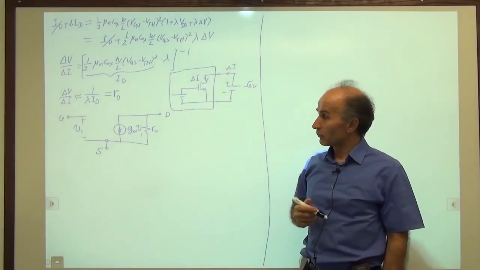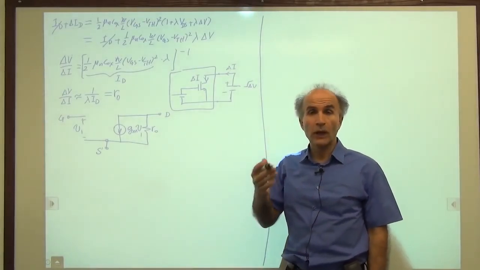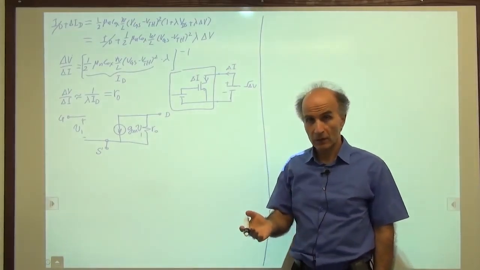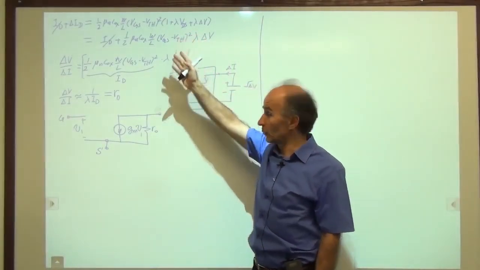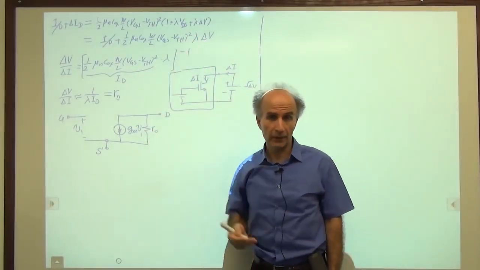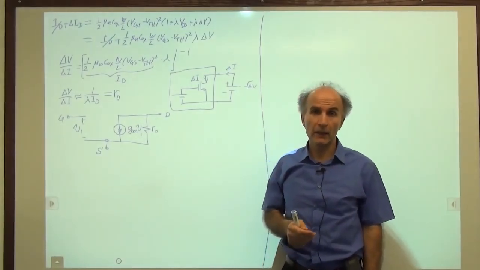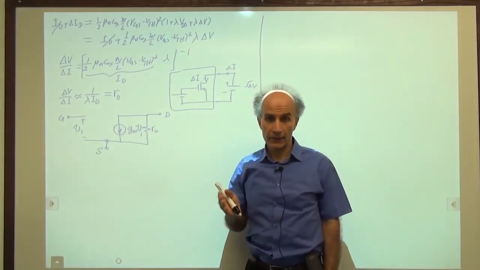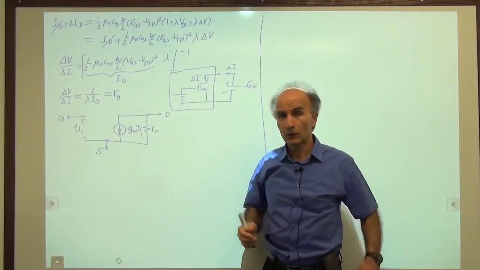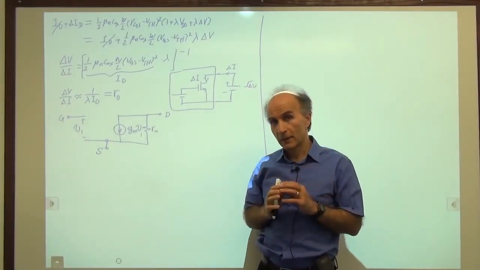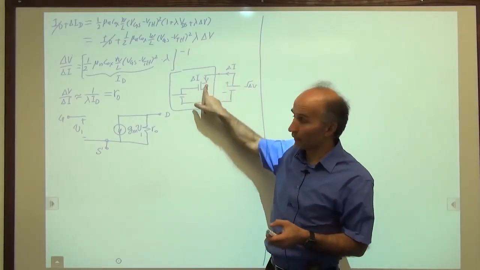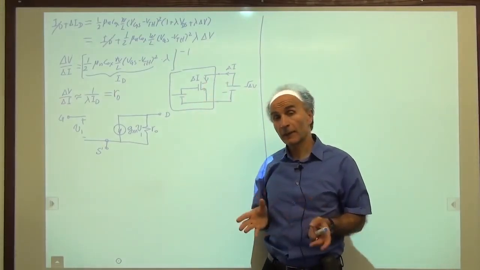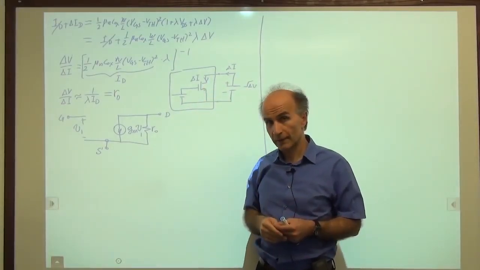Now, this is always a question. When do we include channel length modulation in the large signal calculations or bias calculations, and when do we include it here, etc.? And the general answer is the following. When we want to do bias calculations, so I have given you this voltage and this voltage, and I'm asking you to find the current and all that, we typically neglect channel length modulation.